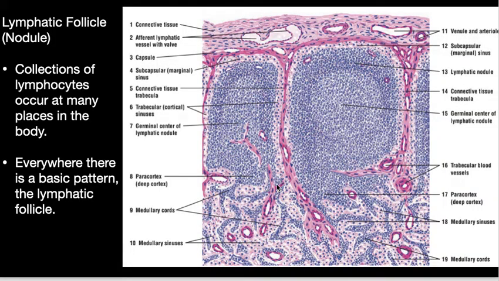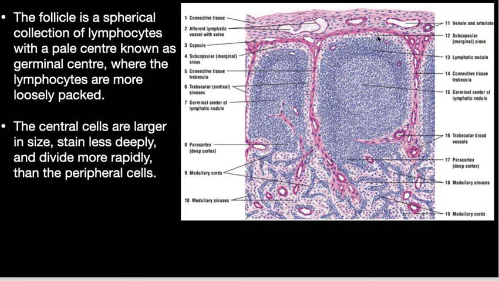So this is what a lymphatic follicle looks like, or a nodule. We have a collection of lymphocytes occurring at many places in the body, and they all have a basic pattern. Now, this basic pattern of the follicle is a spherical collection of lymphocytes with a relatively pale center known as the germinal center, where the lymphocytes are loosely packed. Whereas the central cells are larger in size, stain less deep, and divide more rapidly than the peripheral cells.